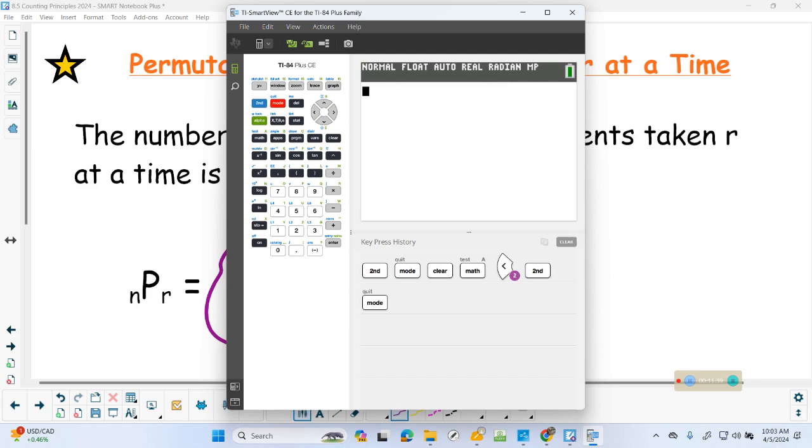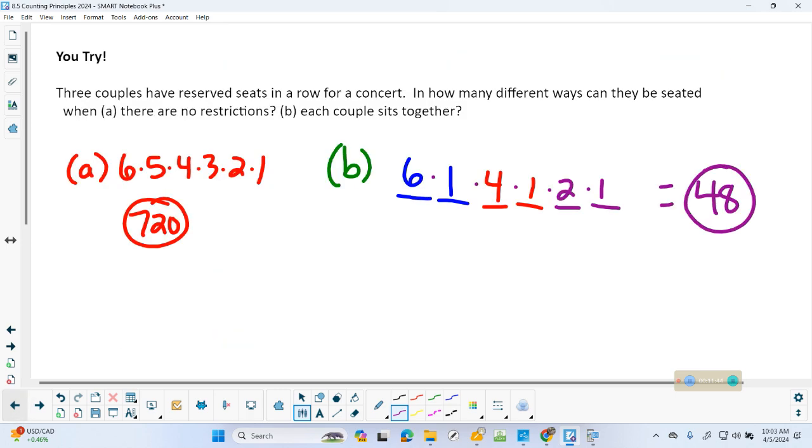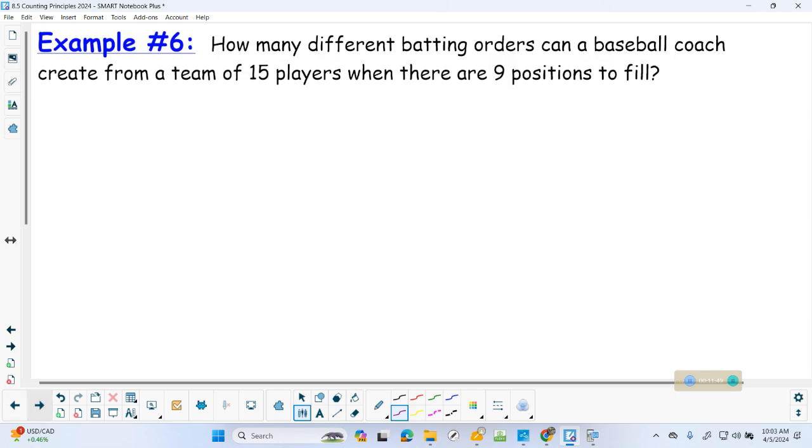One of the questions is, how do you know whether you're using this formula or it's like these previous problems and you're just multiplying this stuff out? Here's the difference. Read this one. How many different batting orders, that tells me permutation, order, can a baseball coach create from a team of 15 players when there's 9 to fill? So here's the thing. You're not using all 15 players, so it's not just going to be 15, 14, 13, 12, and so on. I'm going to use a permutation. There's 15 total to pick from, but we're only selecting how many? 9.